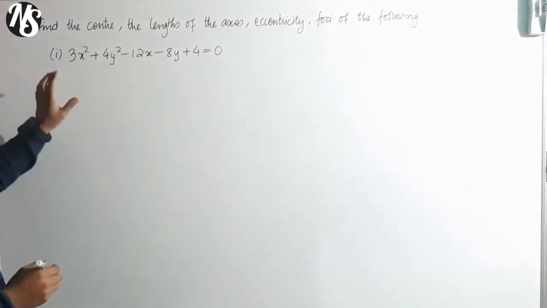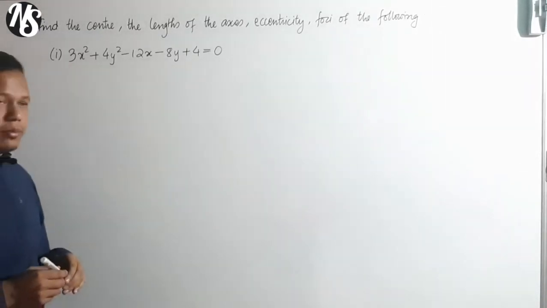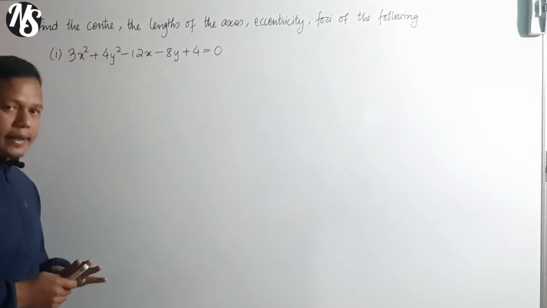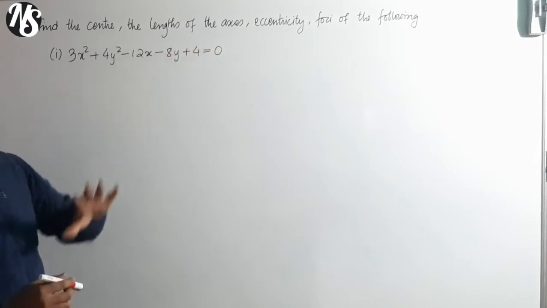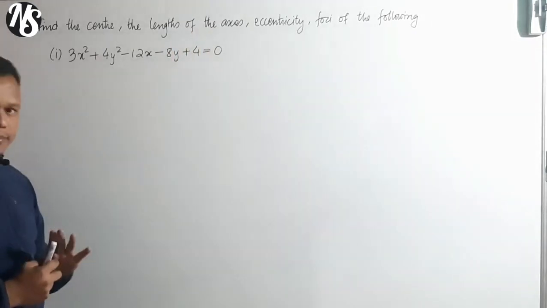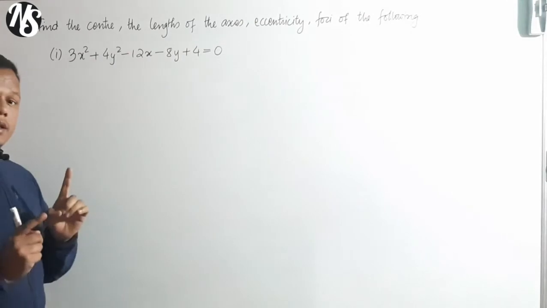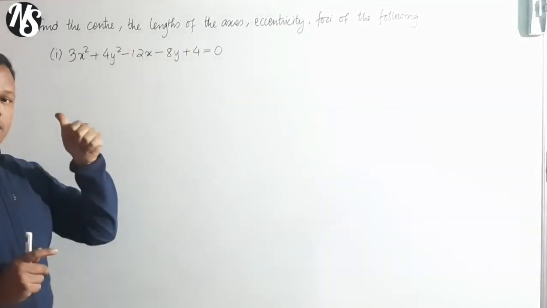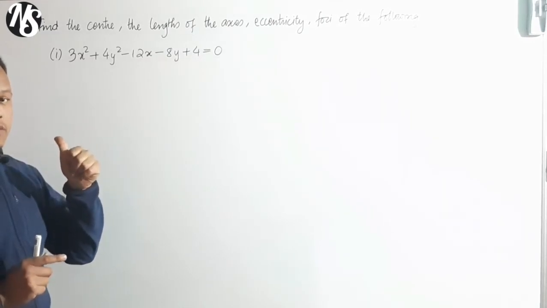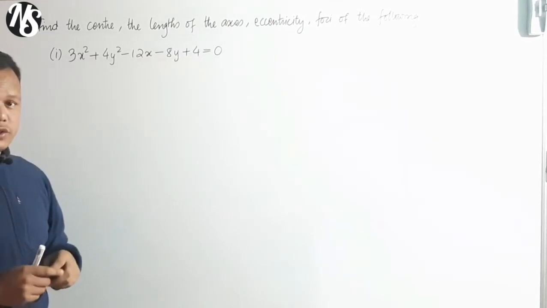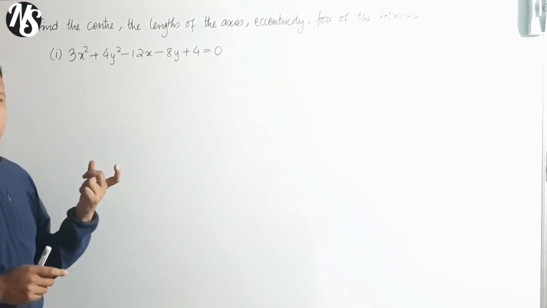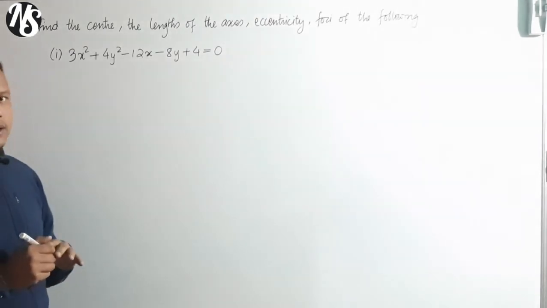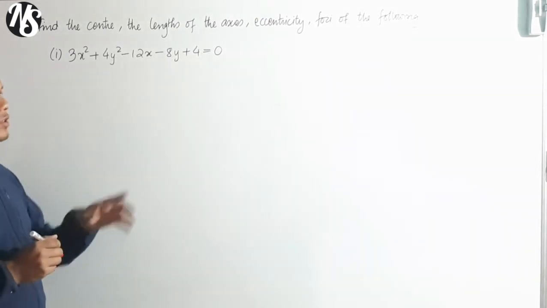So this time I have got this particular equation given to me. You are expected to find the center, lengths of the axes, eccentricity and foci of the following. Let's see how to do this. Again, this kind of problem we have seen in the case of parabola also, where we made use of something called shifting of origin. Remember, we substituted x dash and y dash. Yes, the same thing will be done here as well.